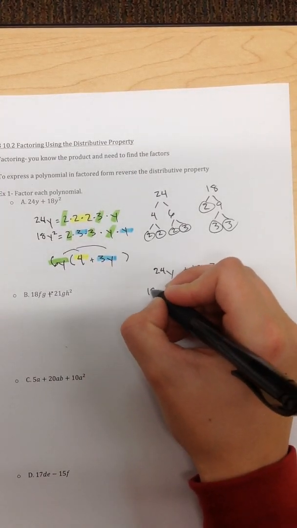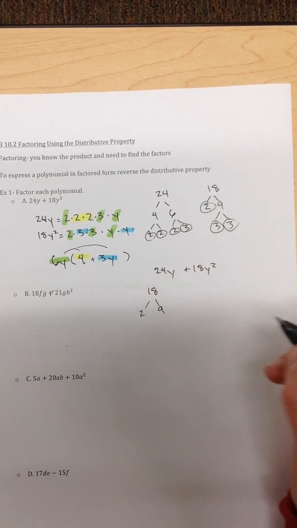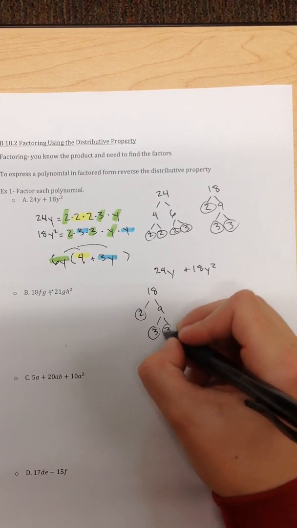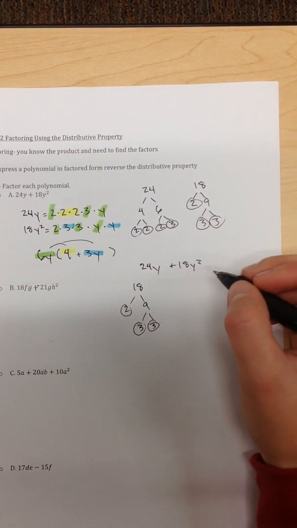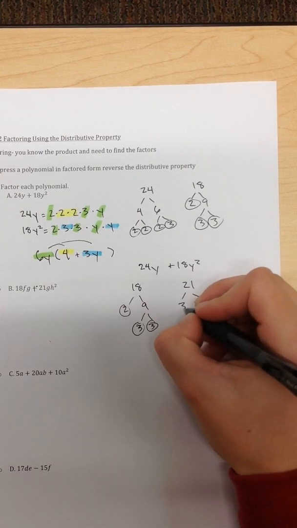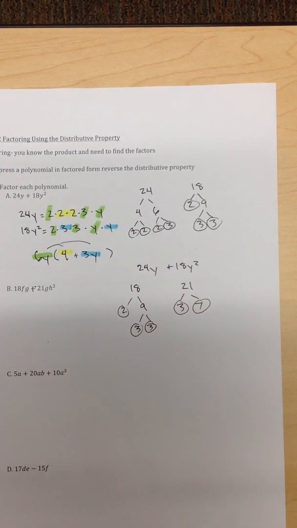So 18 I'm going to break down again. It'll be the same as up here. So I went like 2 and 9. 2's prime. 9 goes into 3 and 3. So that's that one there. And then 21 will go into 3 and 7. Those are both prime, and then I just have to remember to add my negative in with that as well.